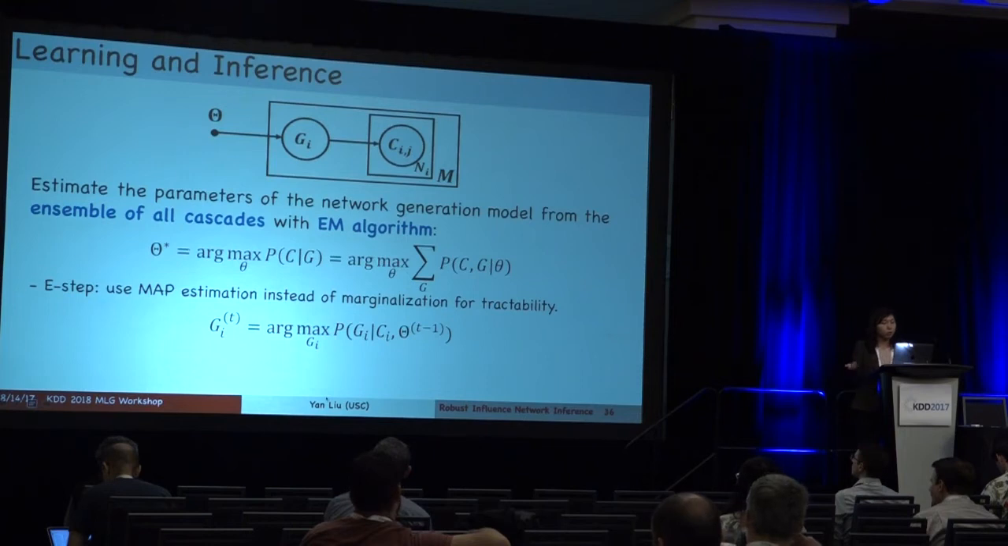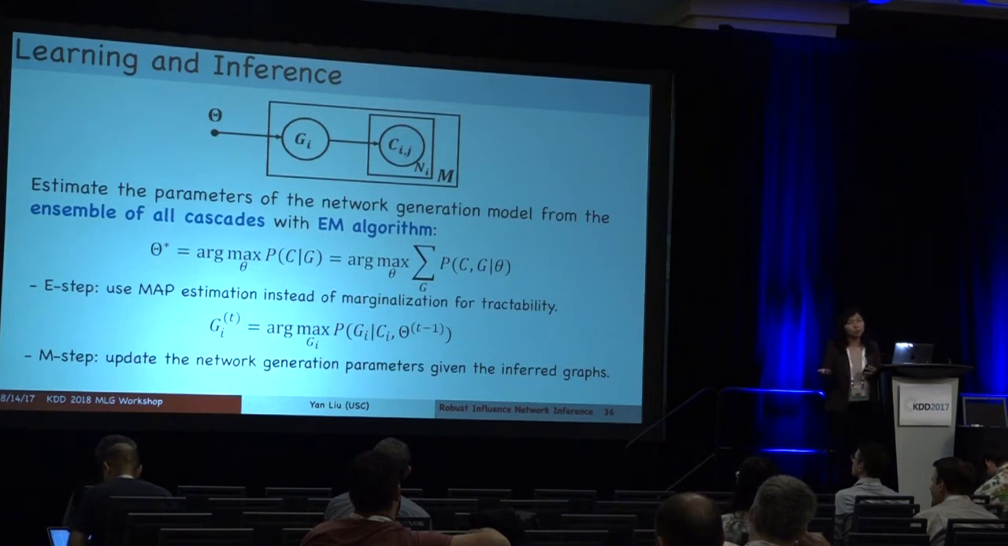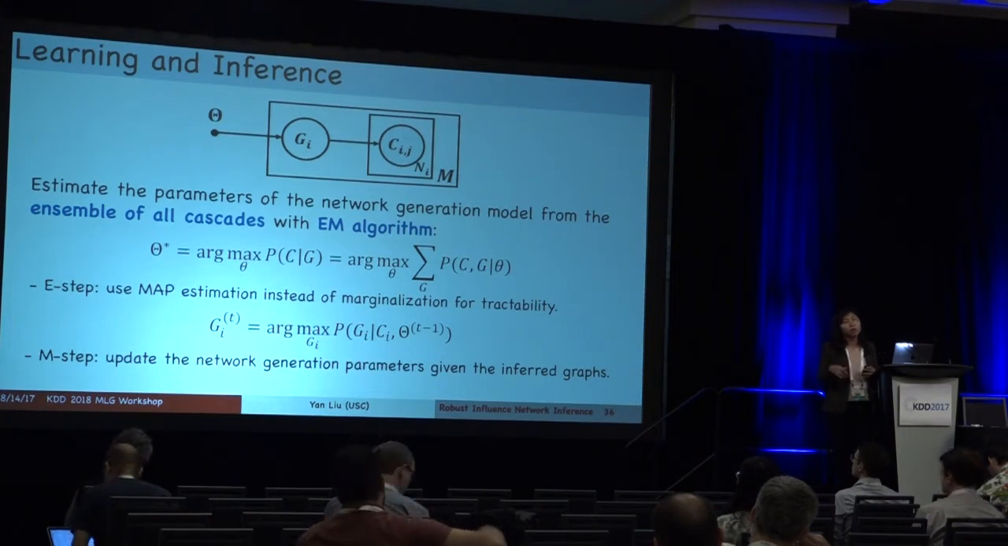I'm not going to go through the details, but basically we use the EM algorithm, and some steps that involve proving that the objective function is submodular, so that we can significantly reduce the computational complexity of learning the graph.